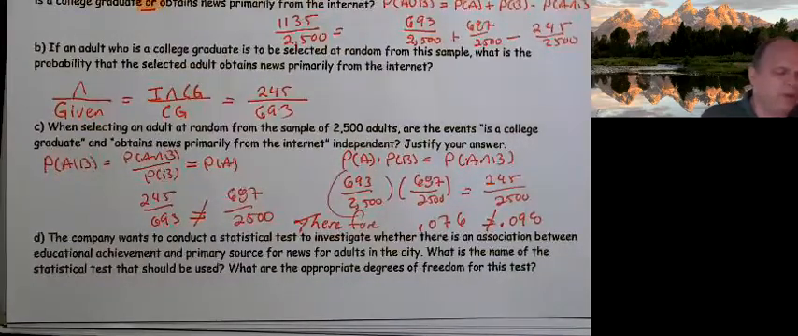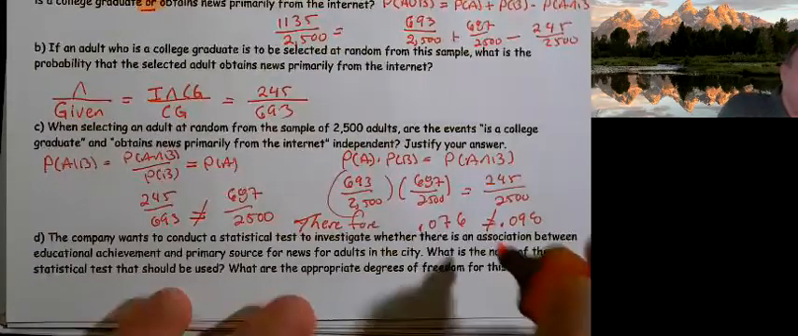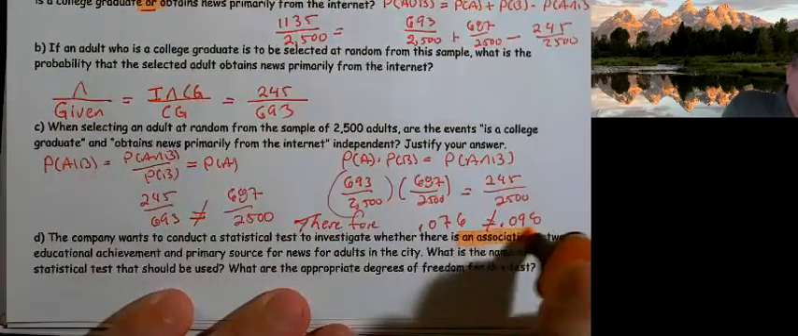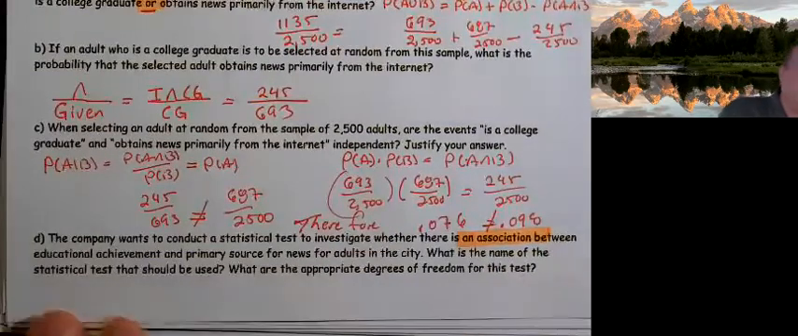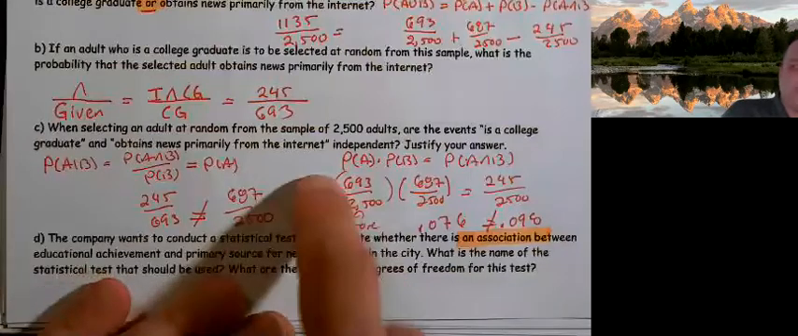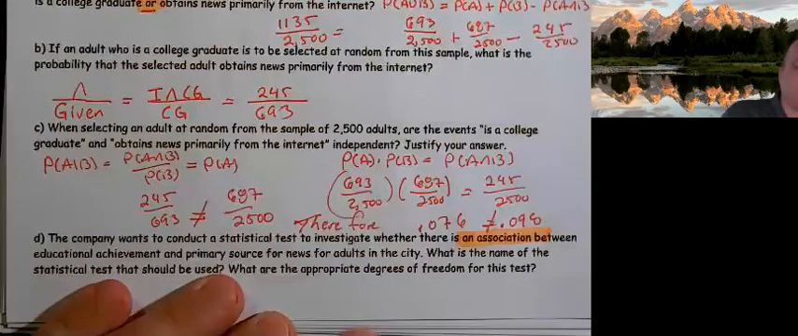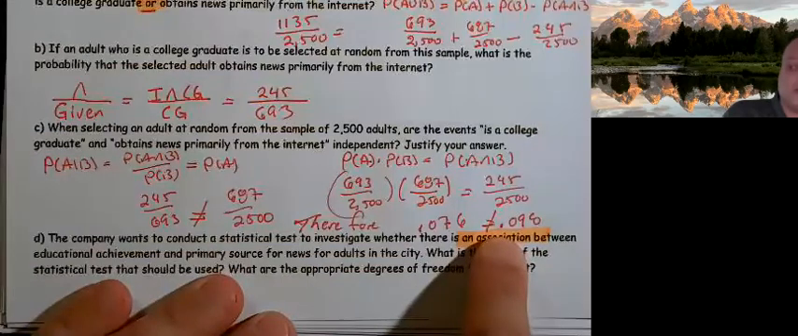So the company wants to conduct a statistical test to investigate whether there is an association between educational achievement and primary source for news for adults in the city. What is the name of the statistical test that should be used? So here's the key word. We know that they're looking for a statistical test and they want to know if there's an association. So in other words, they want to know if they're independent or not. Well, we've already said up here that they're not independent. So if they're not independent, that means there is an association.